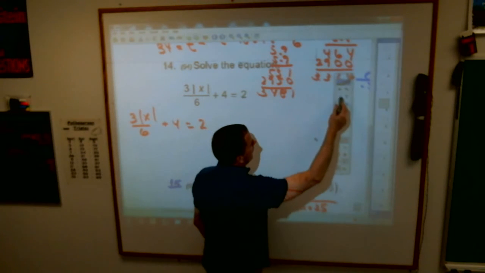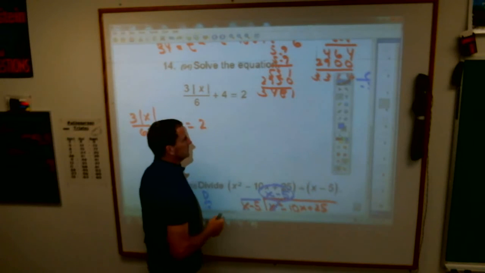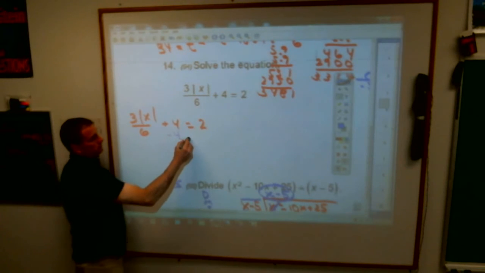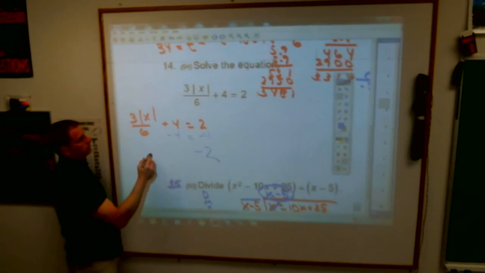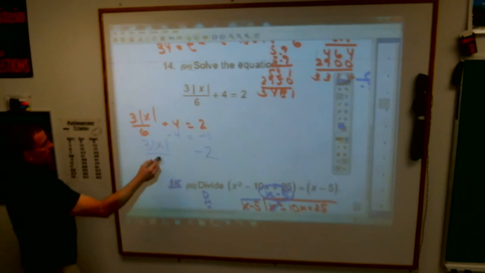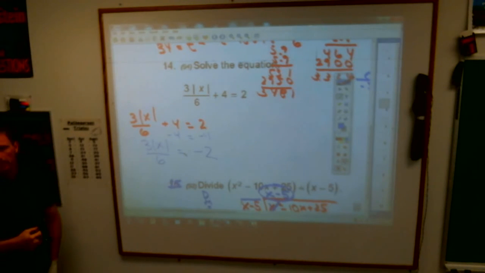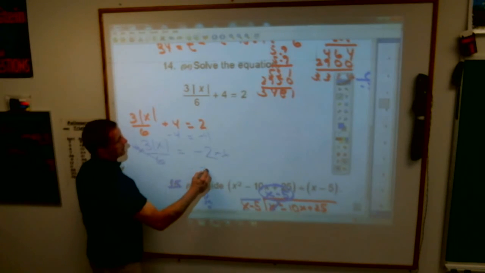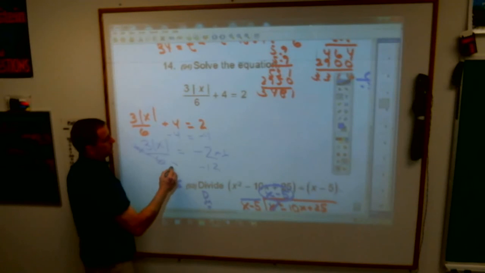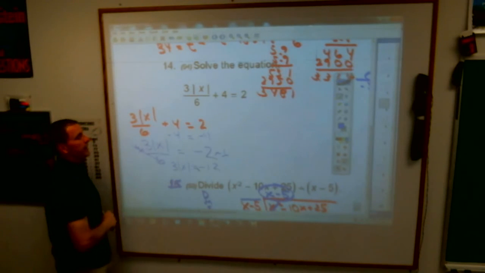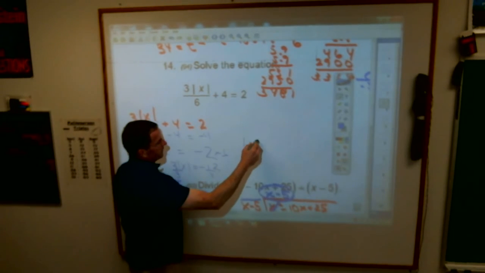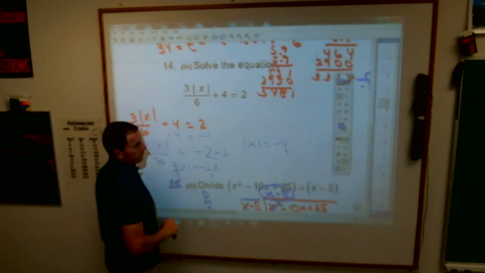Madison? Isolate the absolute value sign. How do you do that? Subtract 4 equals -2. 3 times the absolute value of x over 6 equals -2. How do I get the absolute value isolated now? Multiply both sides by 6. I get -12. 3 times the absolute value of x equals -12. Now, Madison, divide by 3, divide by 3. So now the absolute value of x equals -4.